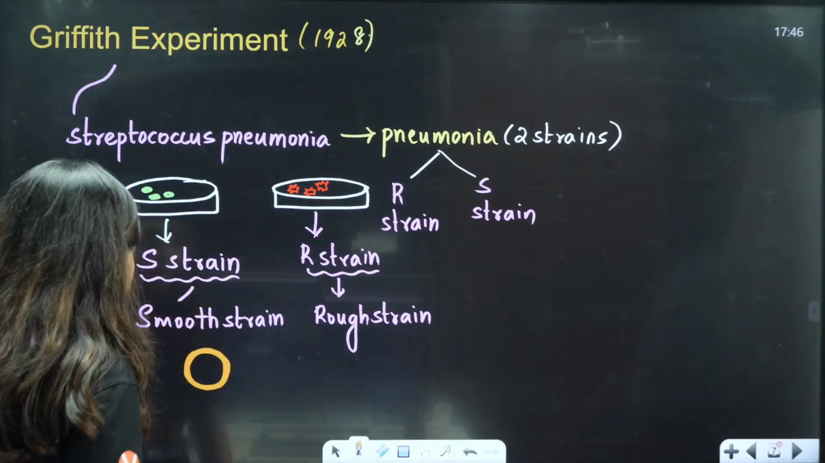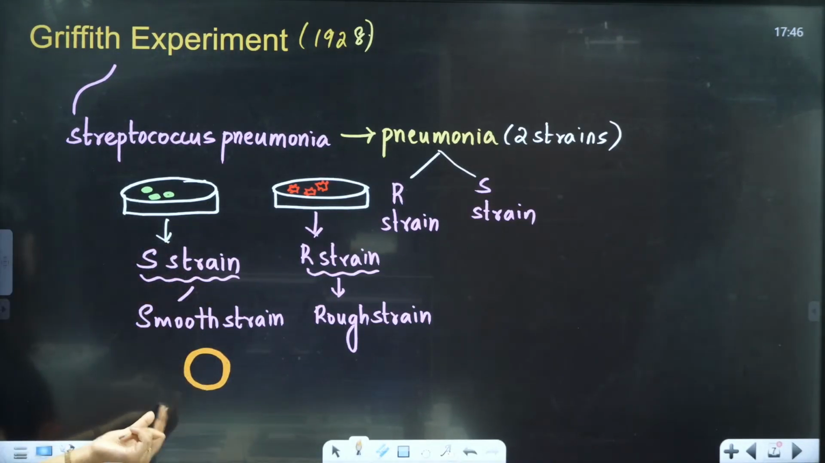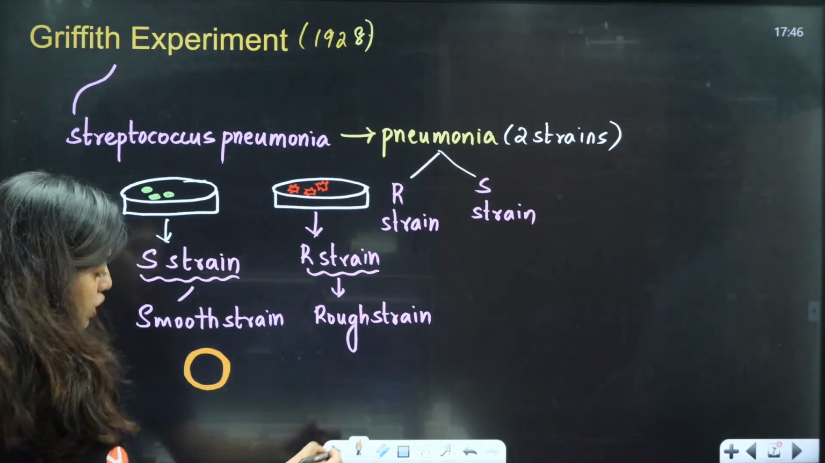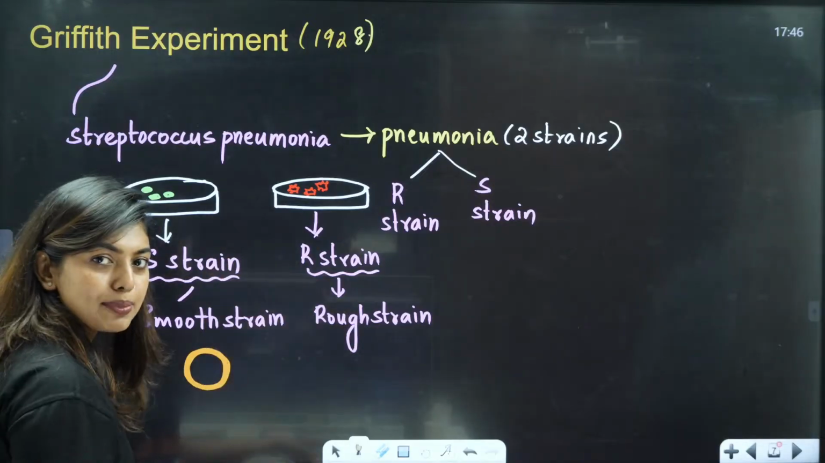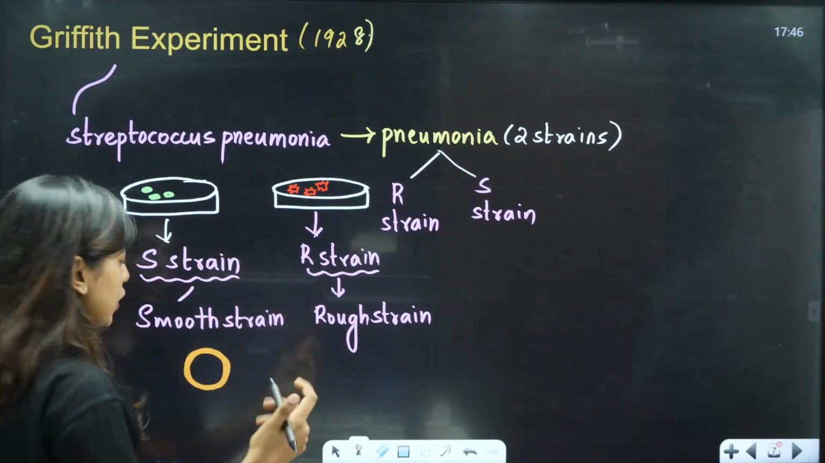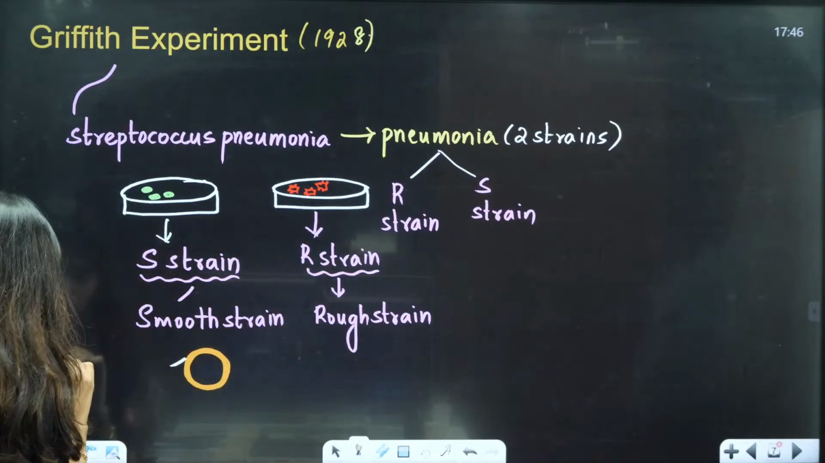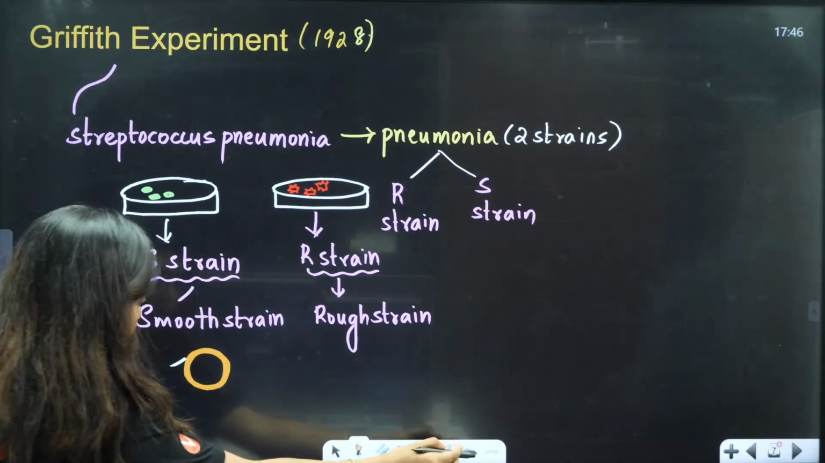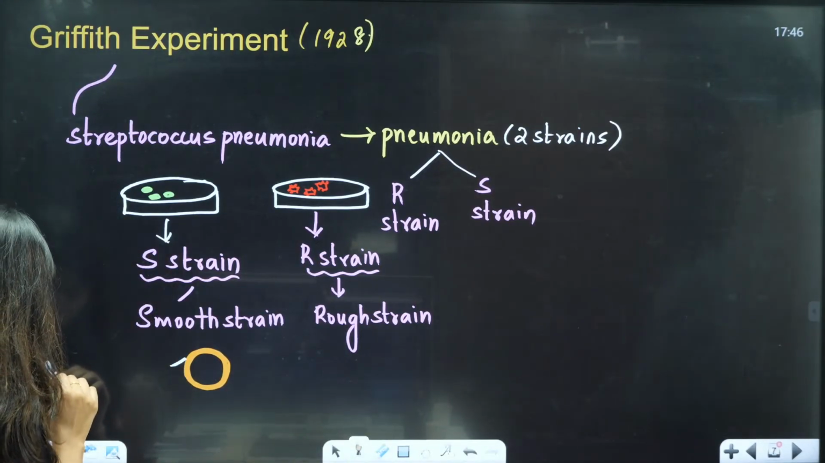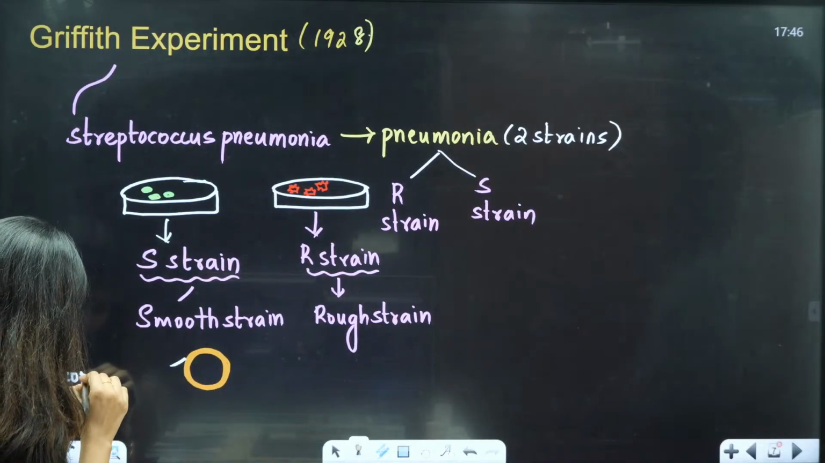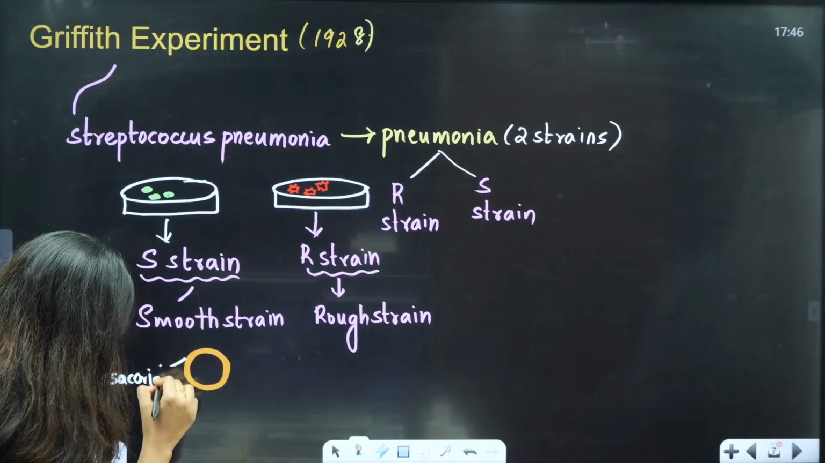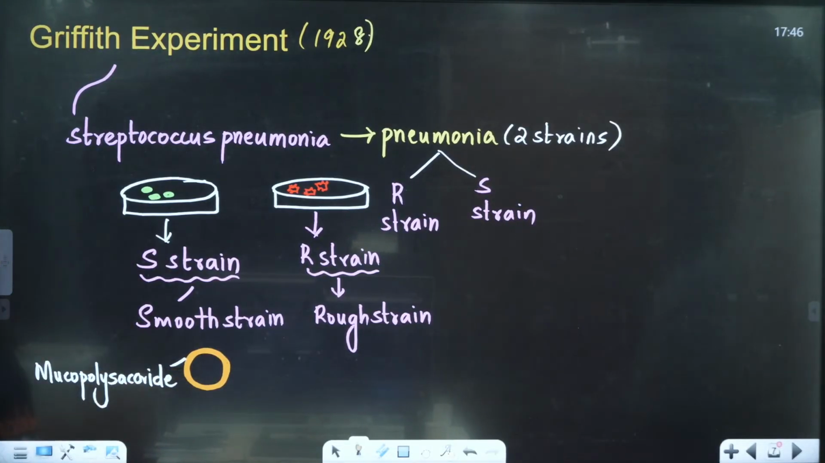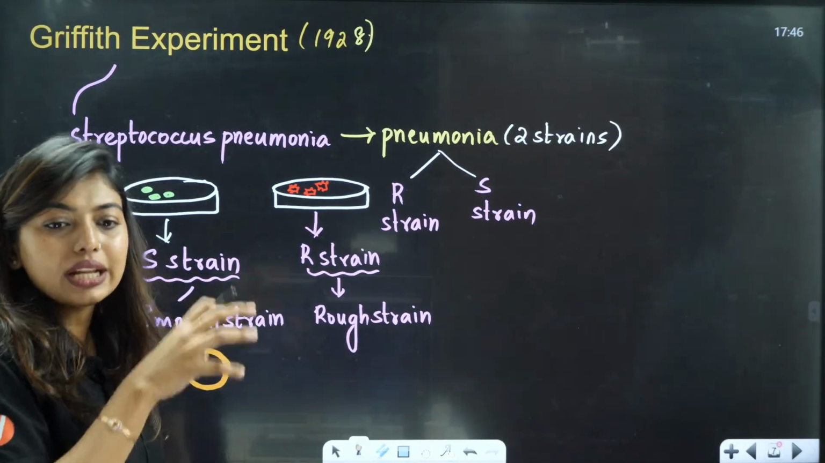That is leading to this becoming the smooth strain. So there will be a mucus coating, you can say a capsule, which is made up of mucopolysaccharide. It is formed with mucopolysaccharide, a capsule on the outer layer.